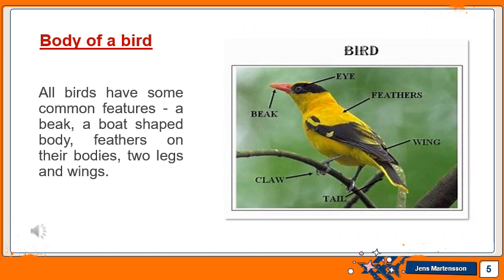Now, we will study about the body of a bird. As we all have some common features like eyes, nose, legs, hands, etc., like that, all birds have some common features: a beak, a boat-shaped body, feathers on their bodies, two legs and wings. As you can see in the picture, let's have a look at the eye, feathers, wings, tail, claw and beak of a bird.